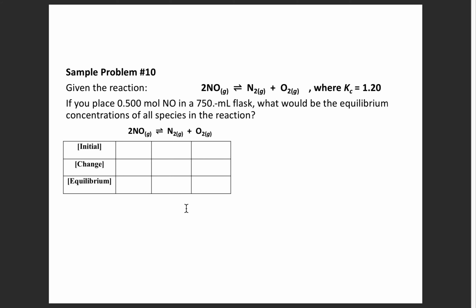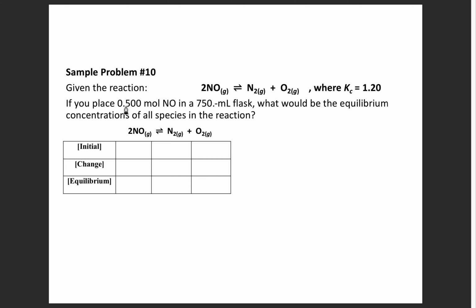Number 10. Here's our balanced chemical equation. They're also giving us the value of K, which is 1.2. Now, if you place 0.5 moles of nitrogen monoxide in a 750 milliliter flask, what would be the equilibrium concentrations of all species? So they want to know what these guys are. They want to know what the equilibrium concentrations are of all of these guys.